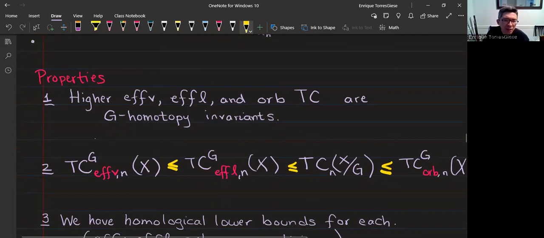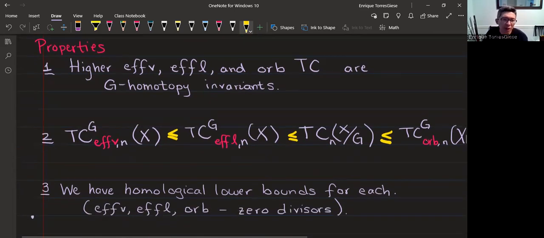Okay, so some properties. These constructions, the higher effective, effectual, and orbital TC, all of them are G homotopy invariants, and they are related in this way, as you can see through these inequalities. The effective is the first one, and then we have the effectual. Notice now the notation, we are indicating some kind of order associated to the number of points in the motion planning problem. And we have, again, the effective, the effectual, the regular TC of the quotient space, that's nice. And now an upper bound, which is the orbital TC that I defined just a second ago.